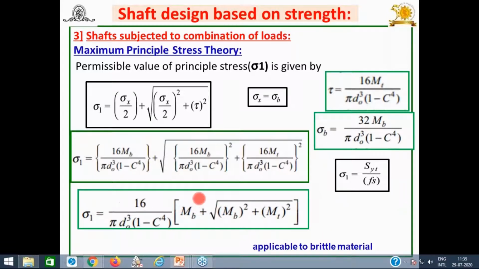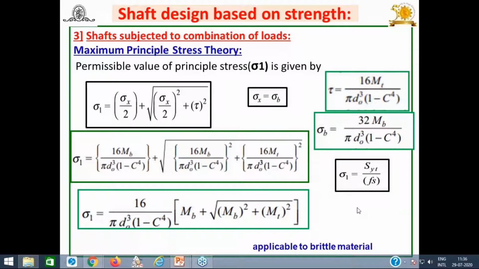And this equation you can use according to this maximum principal stress theory to find out the di or Do of the hollow shaft. And if the ASME code is not mentioned, you can put this sigma 1, the principal permissible stress, as Syt upon FOS. You can substitute here, same like a solid shaft. This is about the design of the hollow shaft.